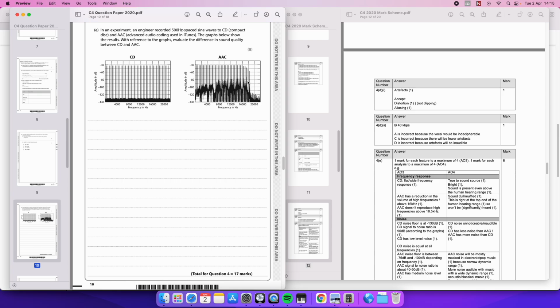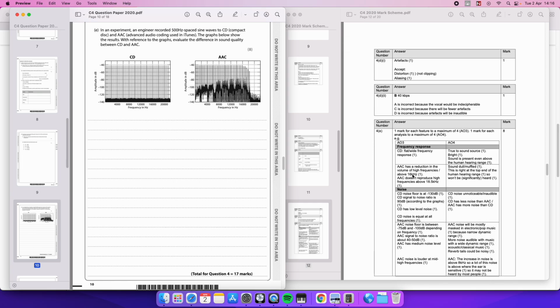With AAC we sacrifice this amount here because we don't really need that for casual listening so much. We're not going to be able to hear that as well. AAC is a reduction in the volume at high frequencies. We see that rolling off from about 16K. AAC doesn't produce high frequencies above 18.5K, which means it would sound dull and muffled. You kind of get the point here. That's frequency response that you can judge by the sine waves.